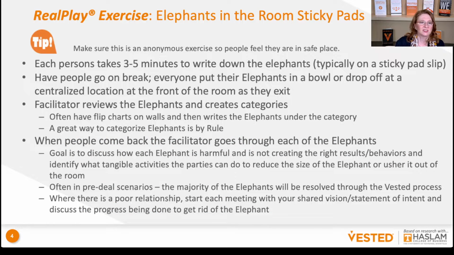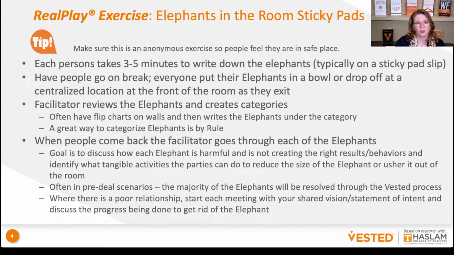So once you've set the stage, you're going to move into the actual exercise. Now, make sure that this exercise is anonymous. You want it to be anonymous so that people feel that they're in a safe place. So the exercise works like this. Each person takes about 3 to 5 minutes and writes down their elephants. Now, they can do it on a sticky pad. They can do it on a blank piece of paper, a little scratch piece of paper. Sticky pads come in handy if you're doing it in real time.